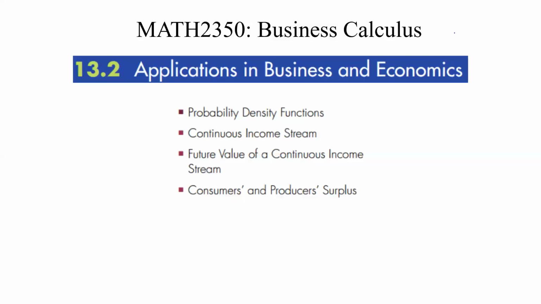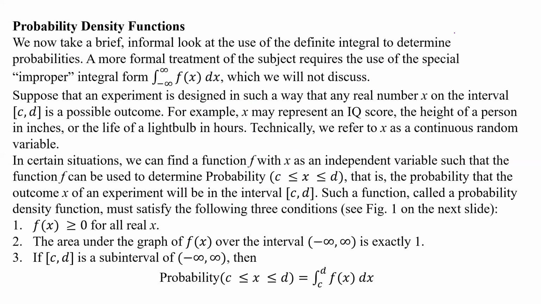All right, so here we're on 13.2 on applications in business and economics. So we're going to look at the probability density function, continuous income stream, future value of a continuous income stream, and consumers and producers surplus. So first, the probability density function.